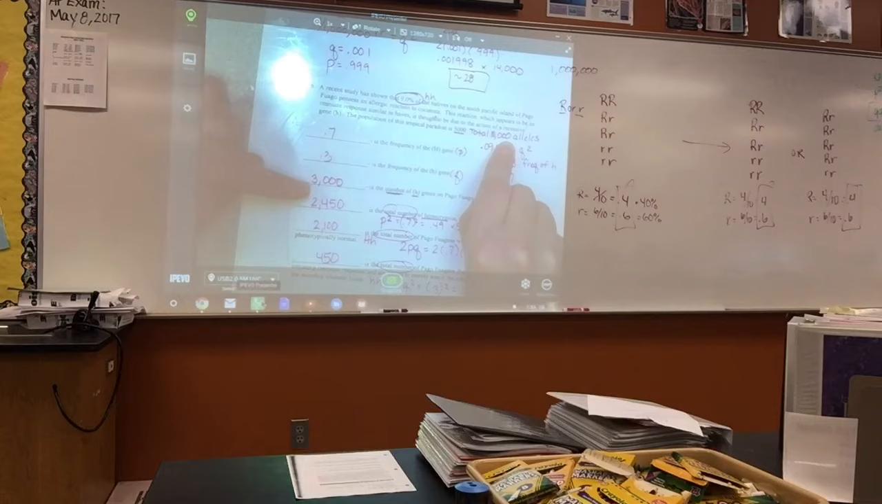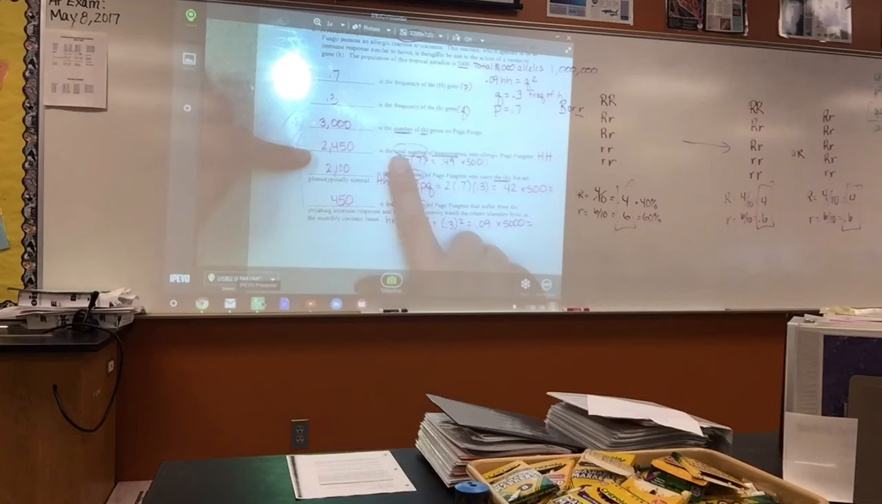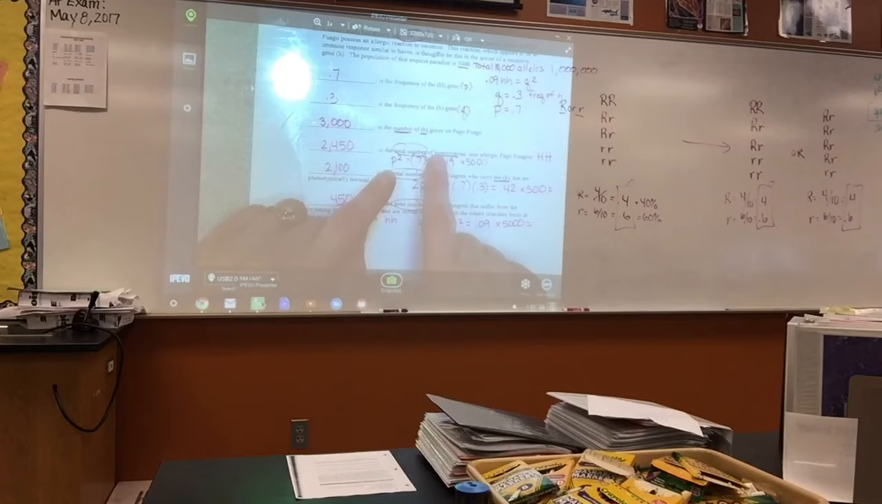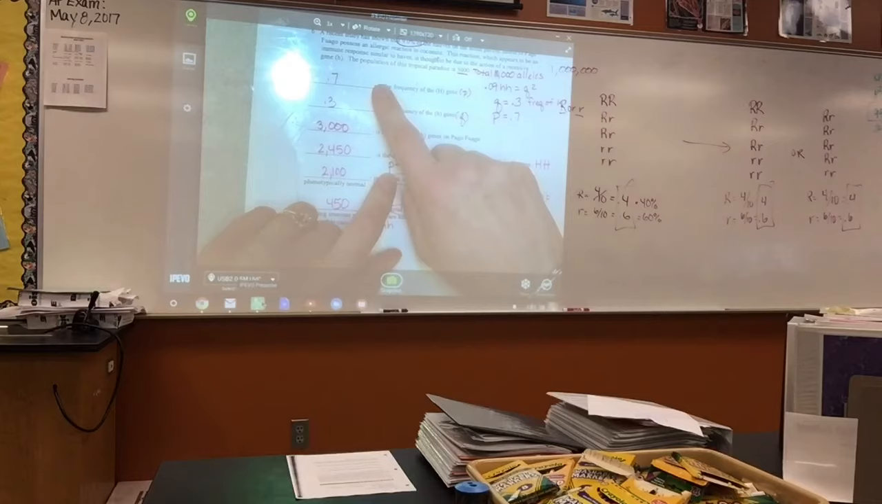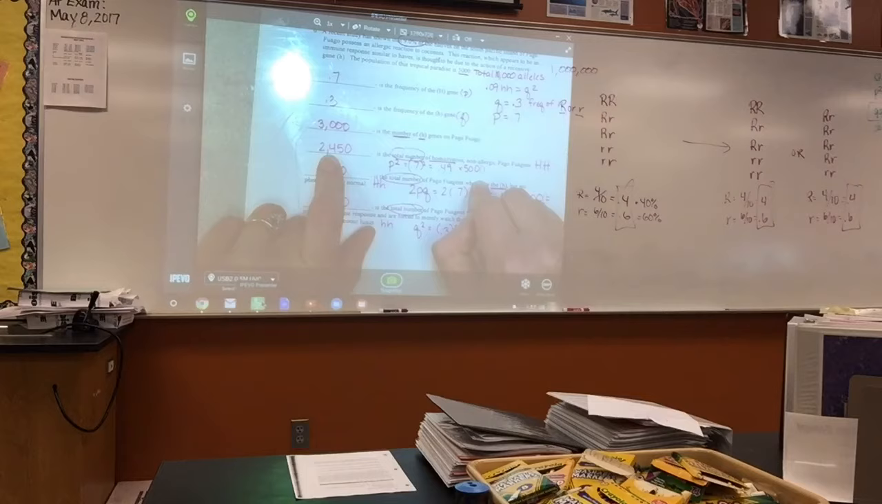That's how you get that, and that would be 30%. And then the next one is the total number. What is the total number of homozygous non-allergic individuals? That homozygous non-allergic is dominant, so that's P squared. So now we know what P is. We know it's 0.7, so 0.7 squared is 0.49. Then there are 5,000 individuals, so we multiply that by 5,000, and we get 2,450.